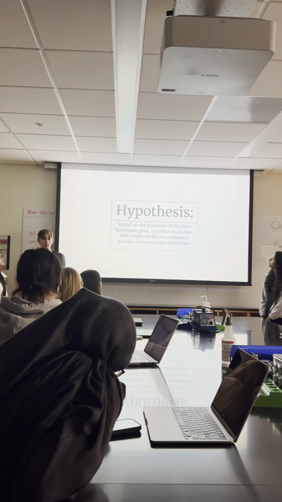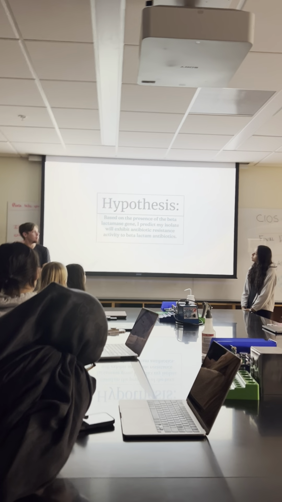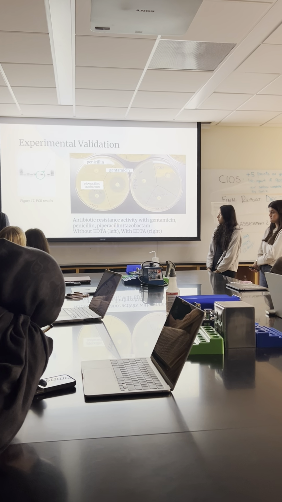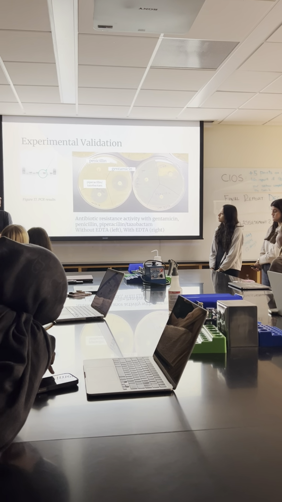So my hypothesis was that based on the presence of the beta-lactamase gene, I predict my isolate will exhibit antibiotic resistance activity to beta-lactam antibiotics. My PCR results didn't really show banding for the lane with my gene, but my control did have bands. That can be due to a number of reasons, most likely because my gene sequence had a high GC content, so maybe the temperature didn't work out, or maybe there wasn't enough template DNA, etc.